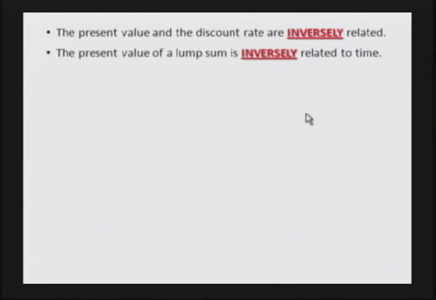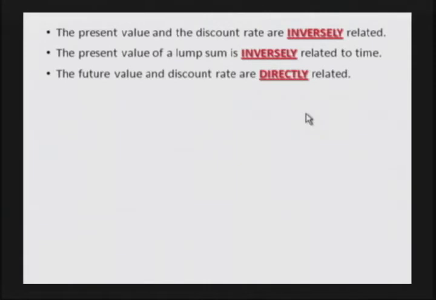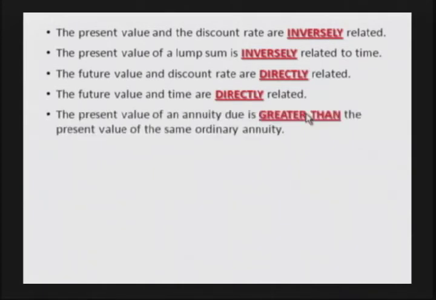The present value of a lump sum is inversely related to time. That's because the longer you have to wait to receive cash, the less it's worth to you today, everything else equal. However, the future value and the discount rate are directly related, because if you invest at a higher rate, you'll grow it into a greater future value, everything else equal. The future value and time are directly related, so if you compound for more periods, you'll earn interest for more periods, you'll have a larger future value, everything else equal.